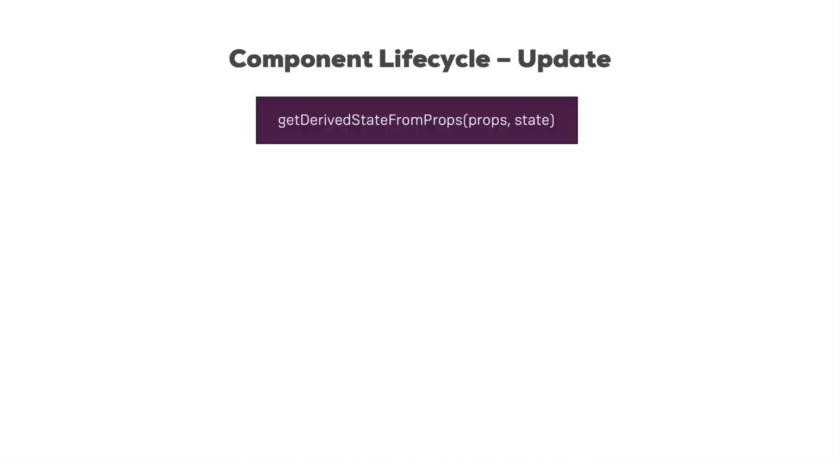Just as we have a life cycle for the component creation, we also have one for updating components. So when props or state change, which are the two triggers you have for a component to be re-evaluated by React, then we go through a different life cycle. This life cycle then starts with getDerivedStateFromProps being called.